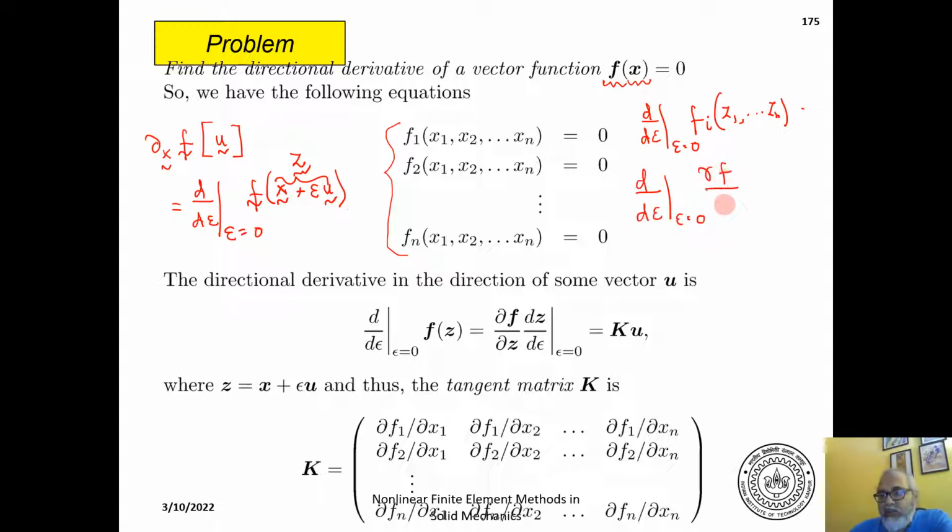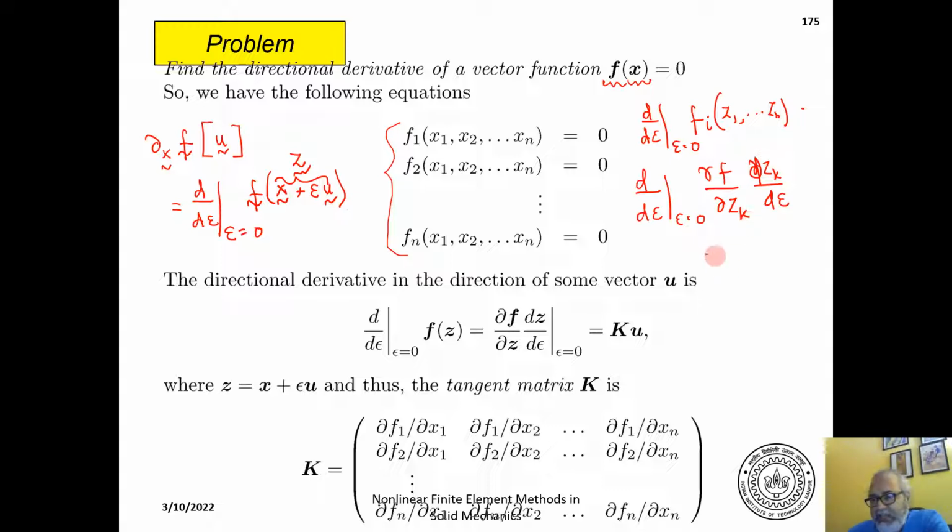To calculate this, we can first do d d epsilon, and we can use the chain rule, so we can use del f del zk times dzk d epsilon. So that's the chain rule that we have used, and this k goes from 1 to n, which we have to remember. There are n of them.